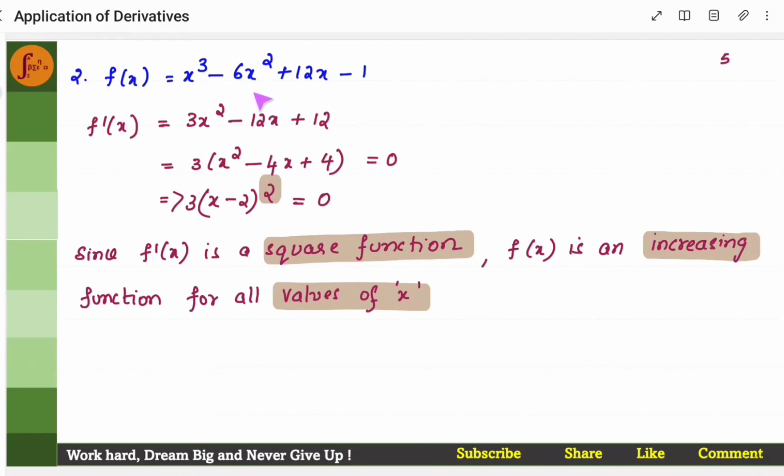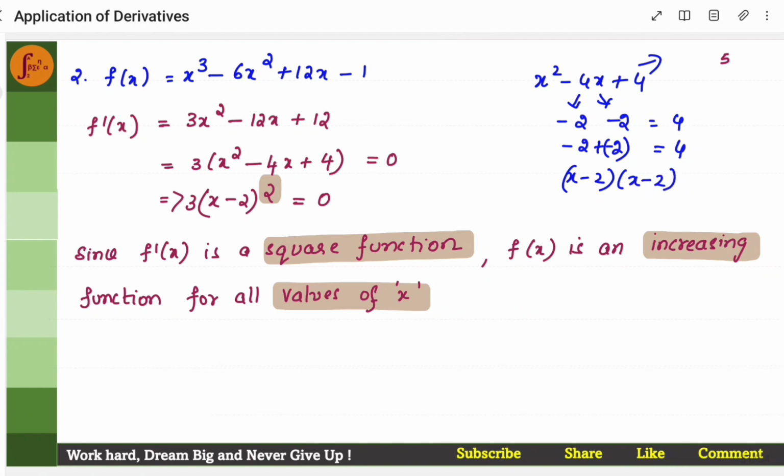Now let's take another function. We have this particular function. Here again, as usual, you'll find the derivative. You'll get this particular value. Now if you try to find the values of x, you'll get x minus 2 and x minus 2. x square minus 4x plus 4: when I try to find the numbers, they will be 2 and 2. 2 into 2 is 4, 2 plus 2 is also 4, but I want minus 4 here. So I'll take both the numbers as minus 2. This is nothing but x minus 2 into x minus 2, that means it is x minus 2 the whole square.